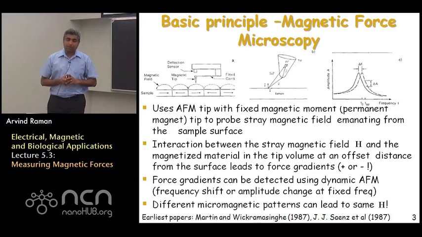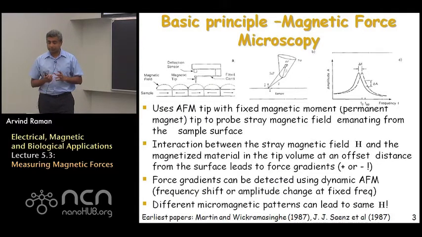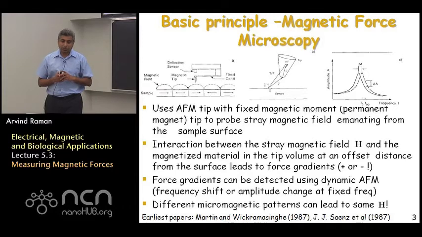So, what does magnetic force microscopy really consist of? What one is trying to do with an atomic force microscope is to measure stray magnetic fields that come out of a magnetic media or a magnetic sample. So, for example, shown here in the top left is a media. This could be a patterned data storage media. It could be a magnetic film that's been patterned in some way.